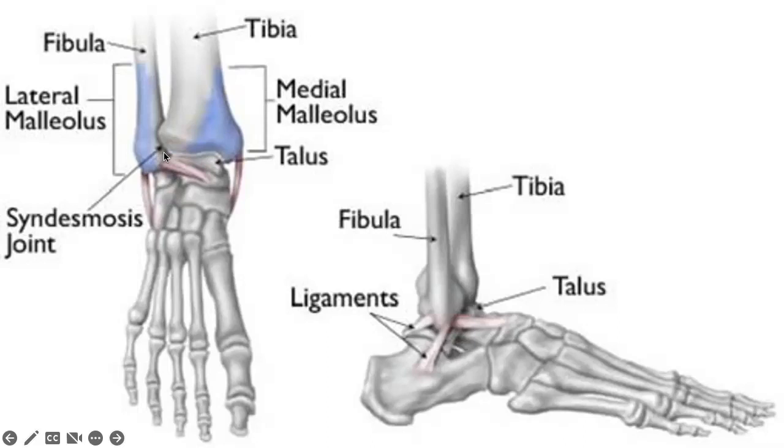fibula. And when we're talking about ankle fractures, the important subparts of the bones that we need to know are the lateral malleolus, the medial malleolus, and the posterior malleolus. Also important to understand, although they're not seen as well on an X-ray, are the ligaments that surround the ankle joint, represented by these structures.